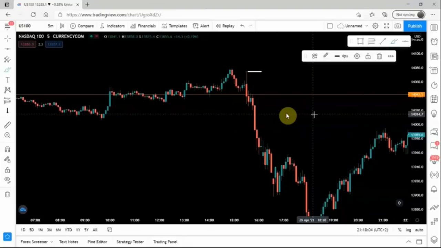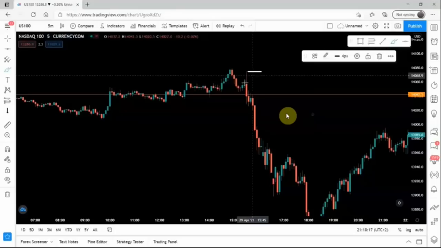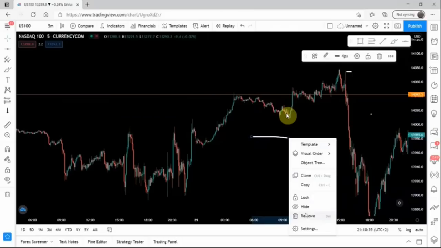You could have entered on a higher time frame, like a 15 minutes, but I prefer the 5 minute chart definitely for entry. But the minute the market came down to reject this, I automatically knew that they were picking up a lot of liquidity. So this was the first move. Why do you think they came back and spiked up? They'd already picked up liquidity.